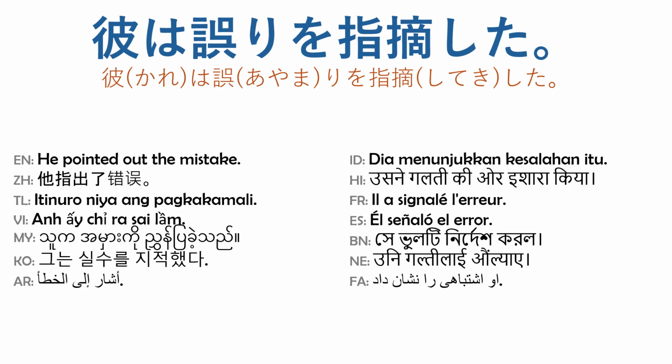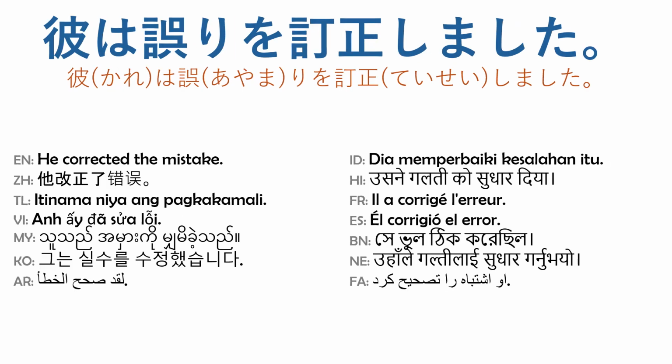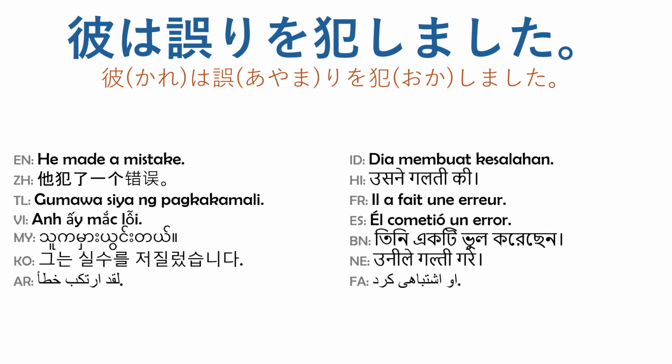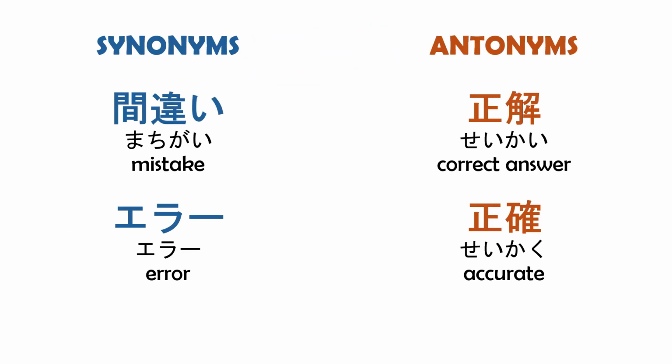彼は誤りを指摘した。 He corrected the mistake. 彼は誤りを訂正しました。 He made a mistake. 彼は誤りを犯しました。 The most common synonyms of the word ayamari are 間違い and era.